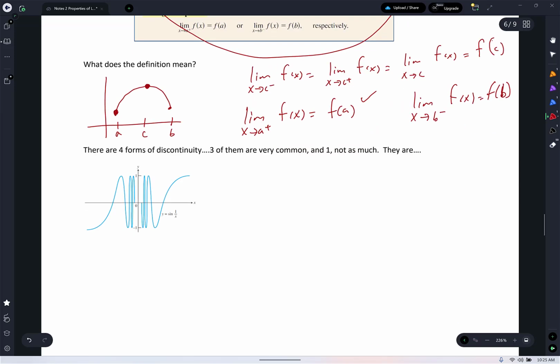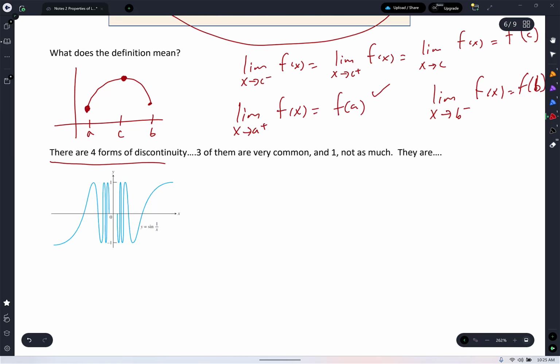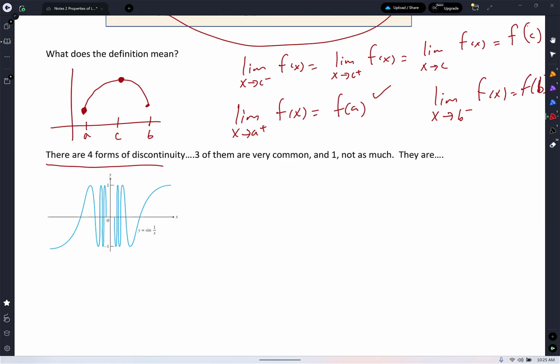All right. There are 4 forms of discontinuity. If you've seen the videos that we assigned, you probably already know all 4 of them. If you haven't, no big deal. We're going to tell you right now. This one rarely comes out. As a matter of fact, I don't remember ever seeing it. It's discontinuous by oscillation. So I'm going to write that. Discontinuous by oscillation. What does that even mean?